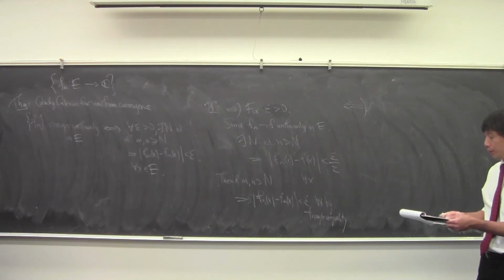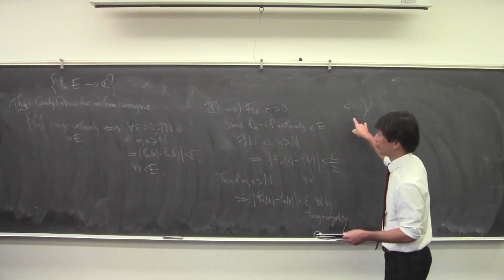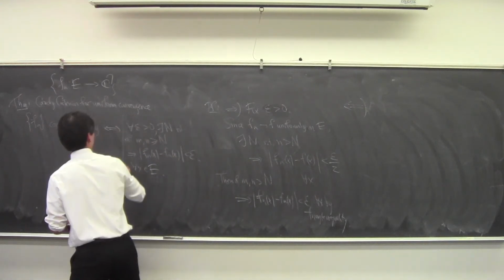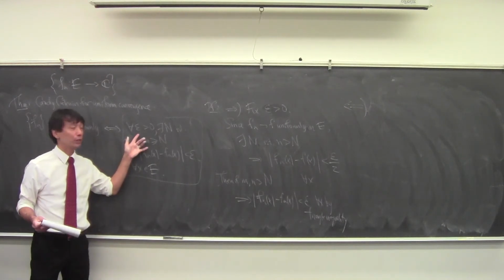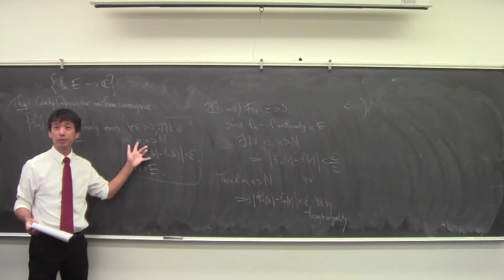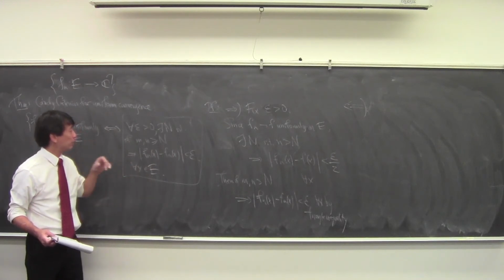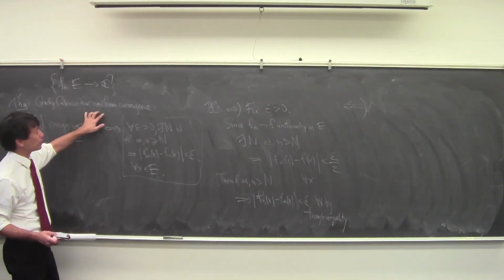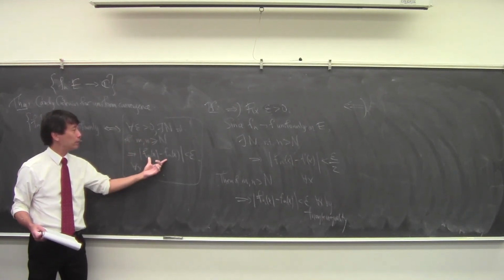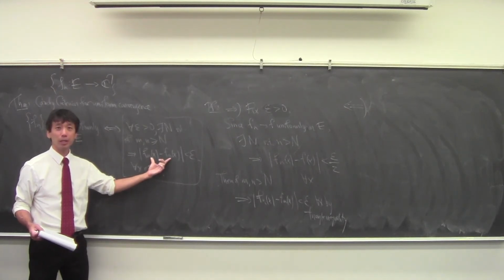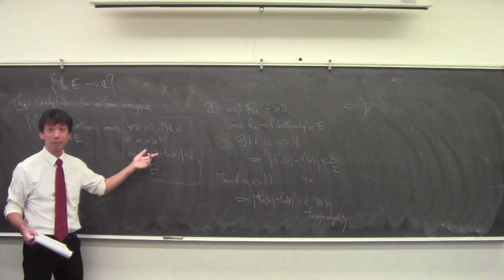Okay. So in the reverse direction, we know that this is true at each point. So we have a sequence of functions, and we have this fact. Well, that tells us that at each x, the sequence fn(x) is what? It's Cauchy, right?